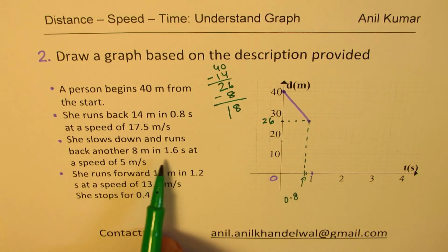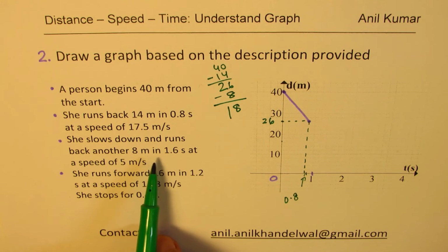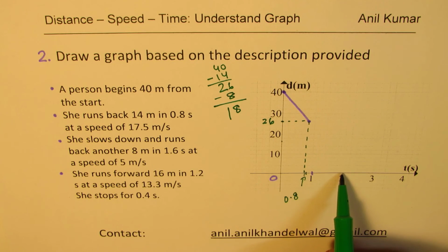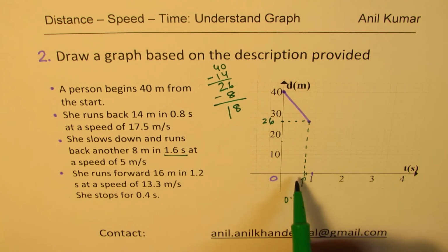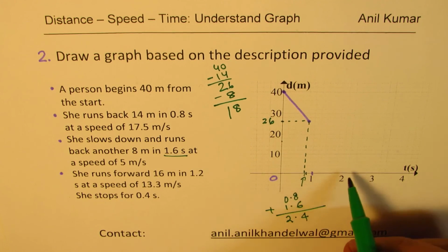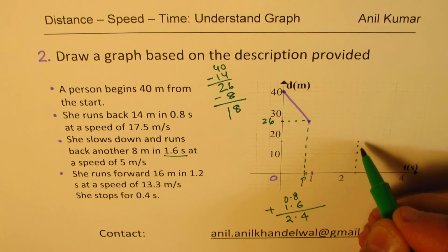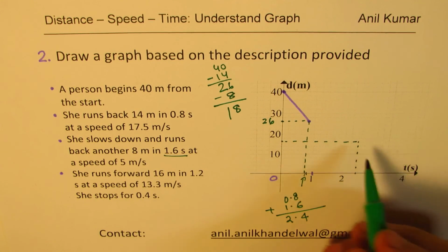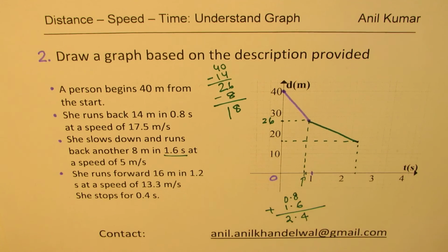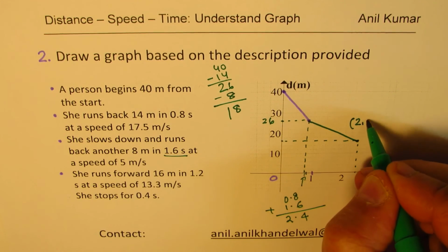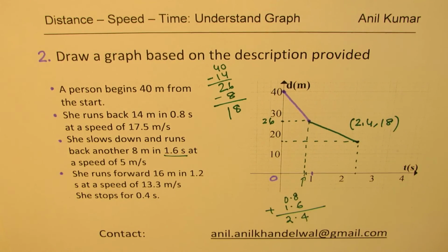So at 18, she slows down and runs back another 8 meters in 1.6 seconds. So this is 0.8, and then 0.8, this is 1.2, but we want to go 1.6 seconds, right? So 0.8, or you could do like this, plus 1.6 seconds. Add them up. What do you get? You get 2.4. So add 2.4, which will be kind of like here, right? And here we have 18. So it is kind of like this. These lines are not very clear, so I'm just showing you with dotted lines. So the person comes like this. She will be right there. You get the idea, right? So that is going to be the position, which position coordinates will be 2.4 and 18. Does it make sense to you?